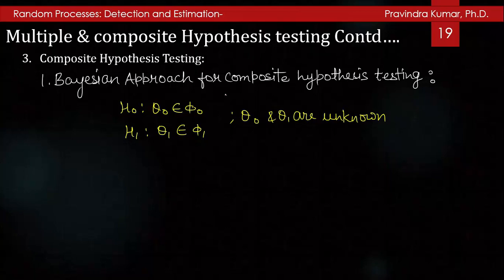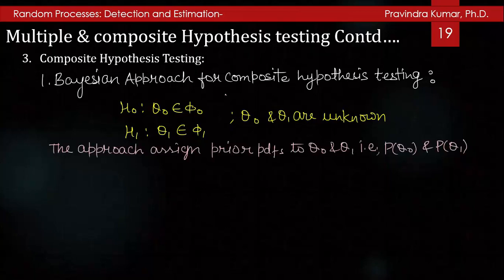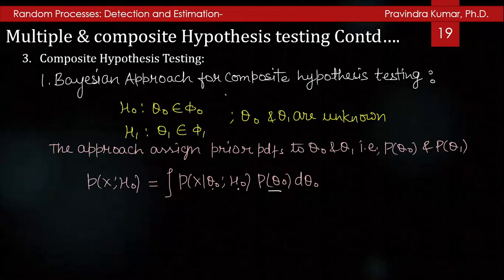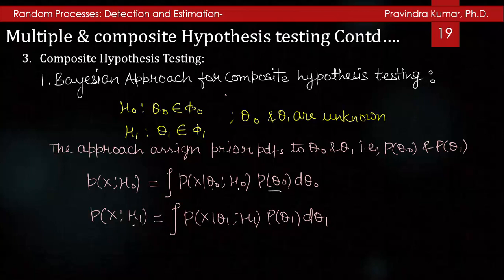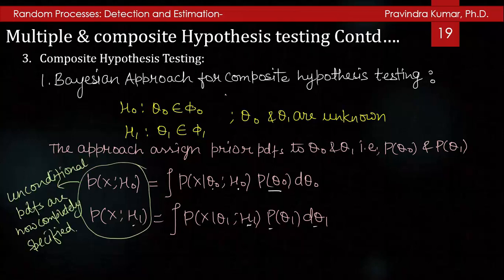The Bayesian approach assigns prior PDFs to theta naught and theta 1, that is p(theta naught) and p(theta 1). So in this case, the PDF under hypothesis H0 will be the integration of the conditional PDF p(x | theta naught, H0) times p(theta naught), the prior probability we have given to the unknown parameter, and under hypothesis H1 it will be the integration of p(x | theta 1, H1) times p(theta 1) d theta 1. The unconditional PDFs p(x; H0) and p(x; H1) are now completely specified, and they do not depend on the unknown parameters.